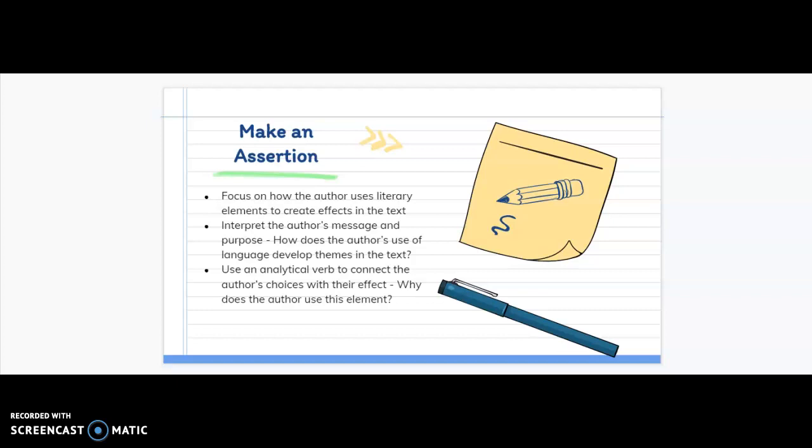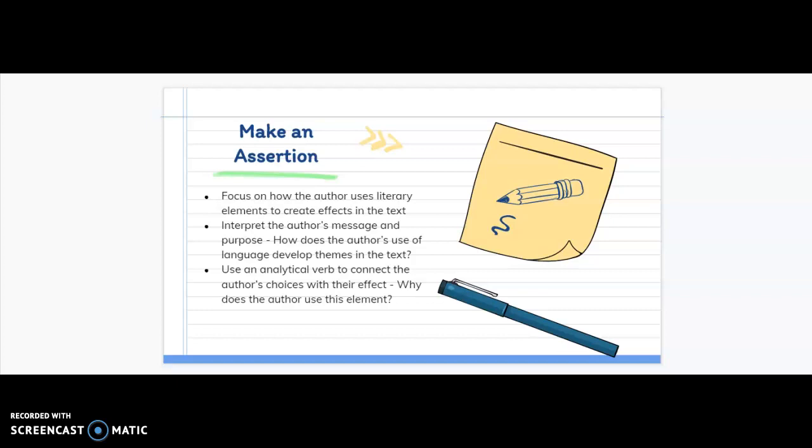So we've already done this, we've made our assertions, but I want you to make sure and double check. I have given you feedback, and I also gave you some tips about how to focus on the author's use of language. If you are making an assertion that is mostly summary, you're going to want to retool it to focus on the author's choices. Focus on how the author uses literary elements to create effects in the text.